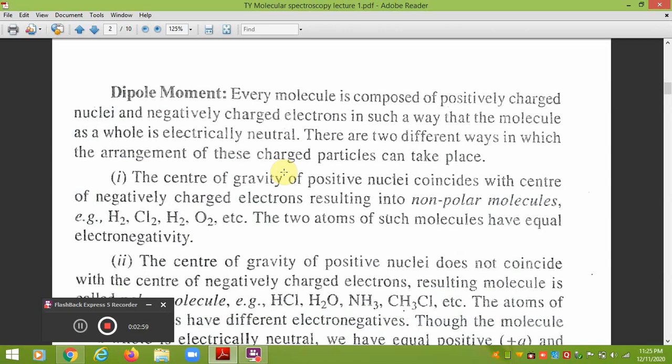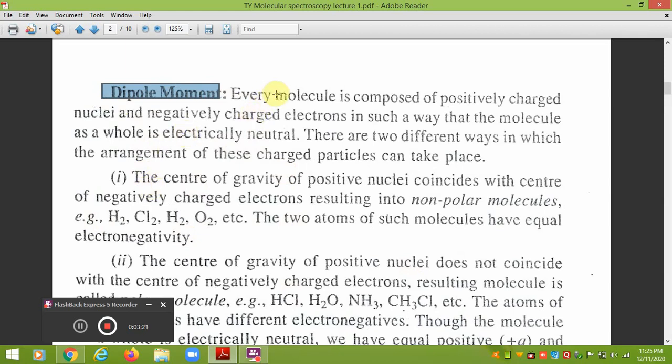As far as molecular spectroscopy is concerned, the term dipole moment is very important. Whether the molecule has a dipole moment or not, on the basis of this, it will definitely show a particular type of spectroscopy that we will discuss later. But before this, we should know what is dipole moment.